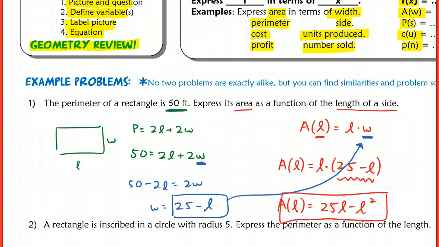And that's the end of the problem. It doesn't ask me to do anything else except to express the area as a function of the length of a side.